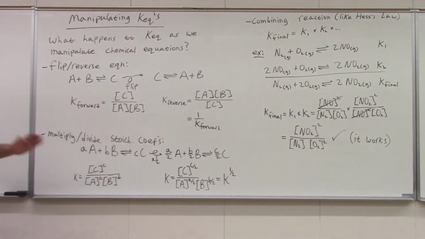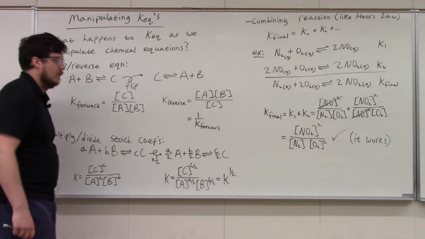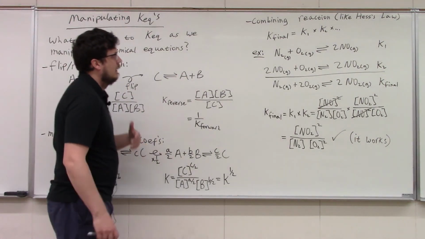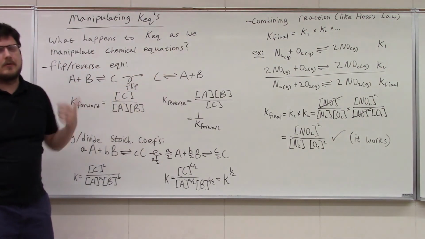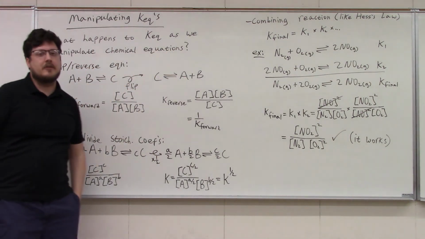Okay. So anytime you have to manipulate an equation, this is what it'll do to K. And I know SmartWorks has a few problems on it, so I always want to talk about it. And, you know, I never pass up an opportunity, apparently, to drag Hess's law into any chapter I can as well.